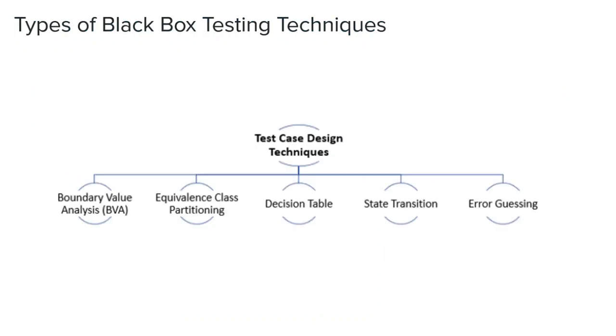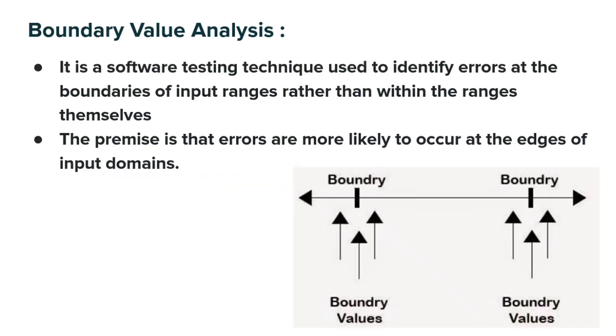There are mainly 5 test case design techniques which are used in black box testing. In the last session, we already saw equivalence class partitioning. In today's session, we will see boundary value analysis. Boundary value analysis is kind of an extension of equivalence class partitioning, and it is used with equivalence class partitioning as well. So, let's see in detail what boundary value analysis is and how it can help to design the test cases.